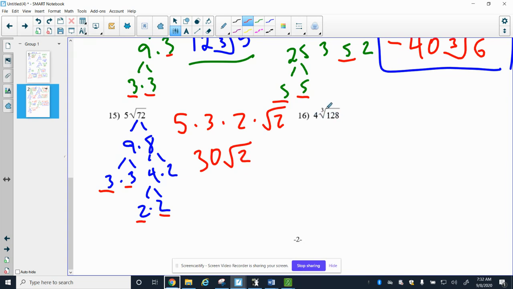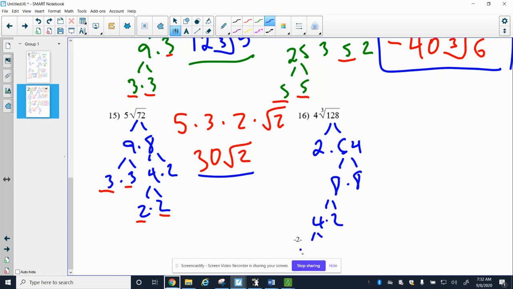Last one, now we have a cube root of 128. So let's break down 128. If you don't know them off the top of your head, divide by 2 if it's even. 2 and 64. Ooh, this is looking better. So 64, that's 8 and 8. 4 and 2. 2 and 2. Same thing for this other 8. 4 and 2. 2 and 2. Okay. We have 2, 2, 2, 2, 2, 2, 2. It's all 2s. Let's see how many groups of 3 we have. 1, 2, 3. So let's start writing this out as we go.